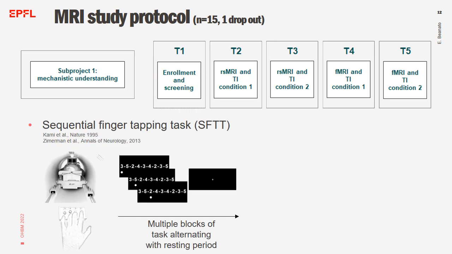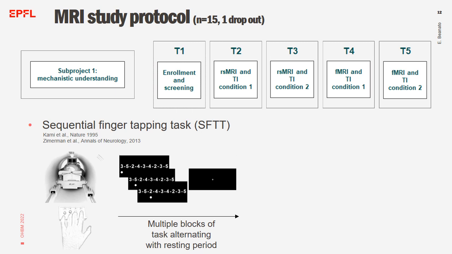The task consists in reproducing a sequence of numbers shown on the screen with a 4-button box, with each finger associated to a specific number from 2 to 5. The sequence was shown during the whole duration of the task in order to reduce working memory load, and the subjects were instructed to perform the task as fast and as accurately as possible.